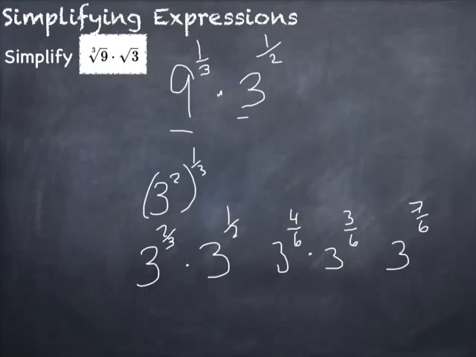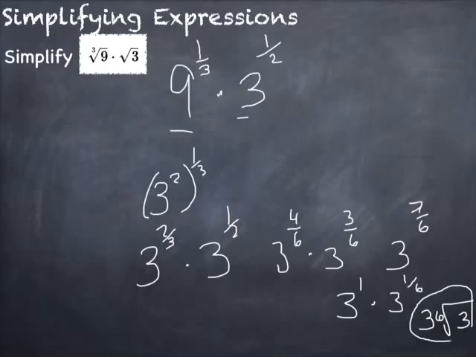And then we could try and simplify that further. However, it's going to get ugly. We get 3 to the 1st times 3 to the 1/6, because 7/6 is 1 1/6. And that simplifies to 3 times the 6th root of 3. So you could write it like this, or you could write it like this. Either way works. Depends on what your teacher asks for.